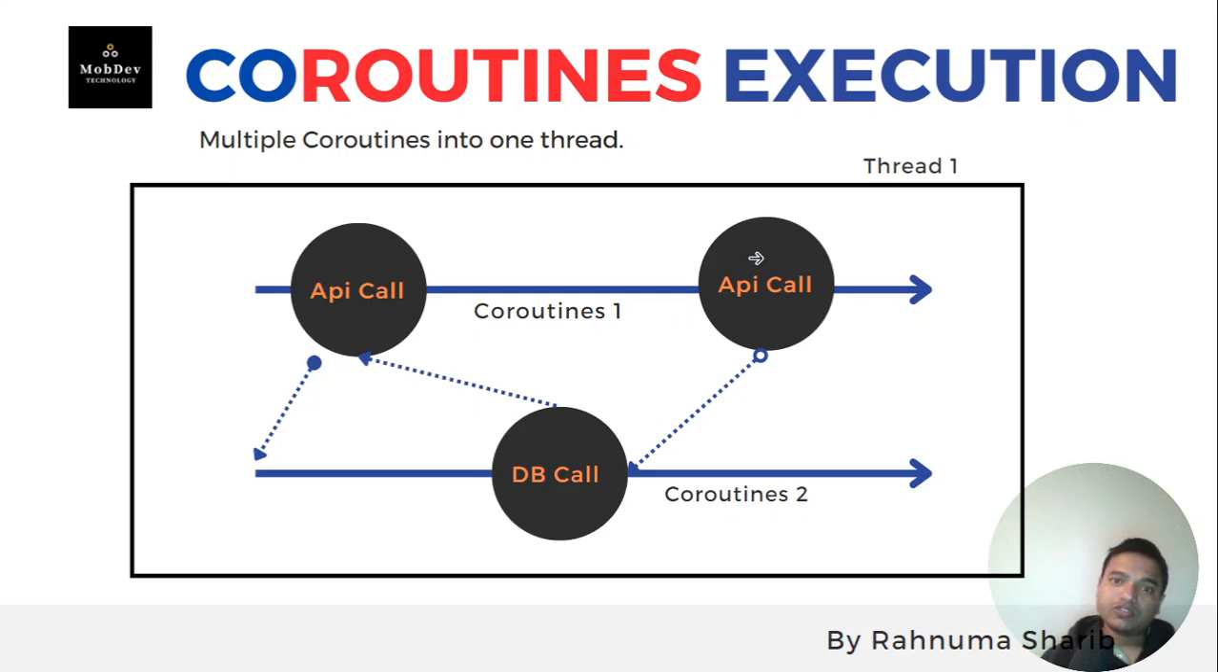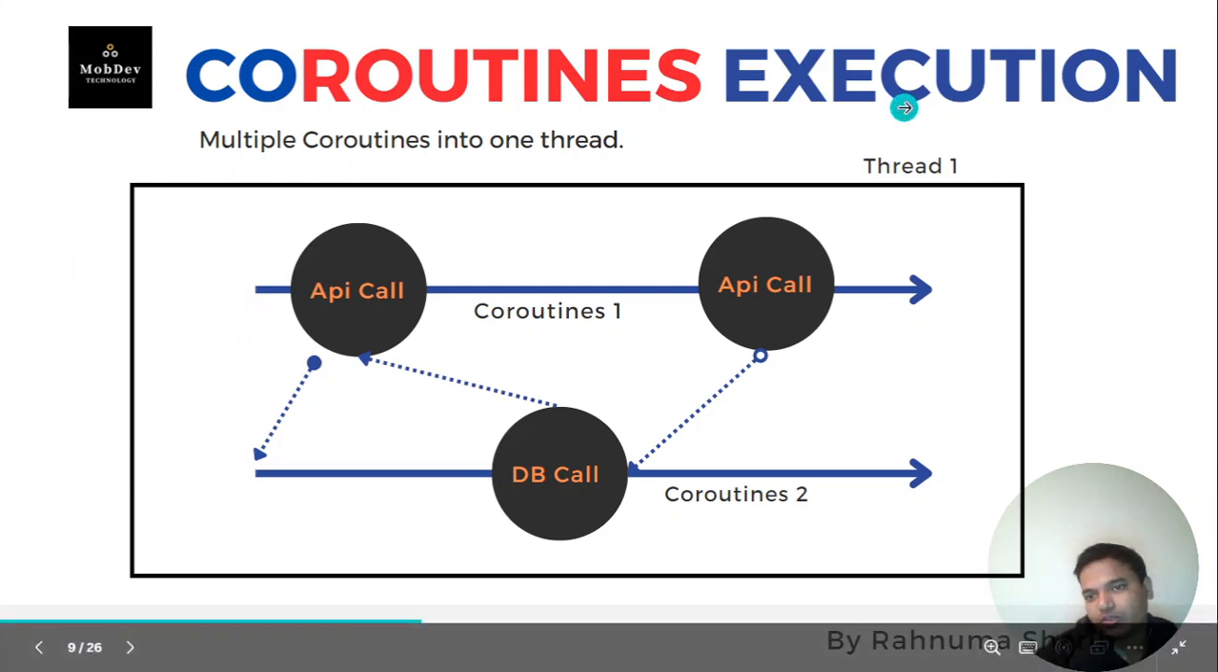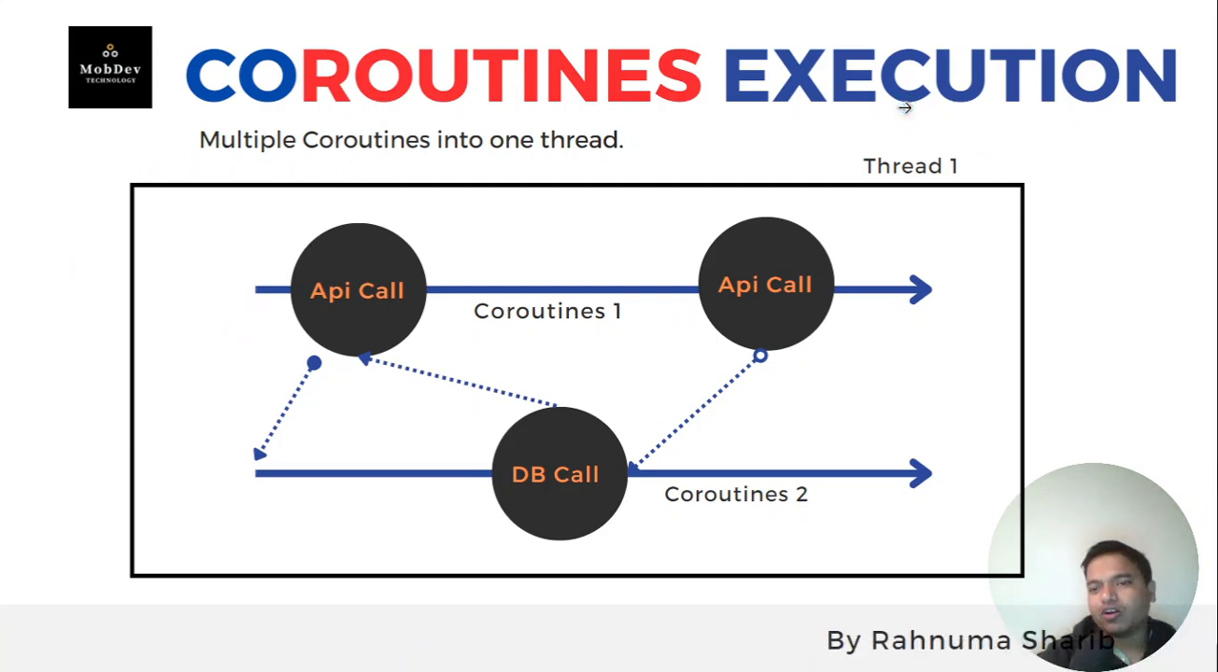You can also assume this is authentication. We give an ID and password, hit the server to get the response, and check whether the user is validated or not. Only then can we go on to fetch the user details, something like that. So when both coroutines are inside the thread, you can name the thread according to your wish.